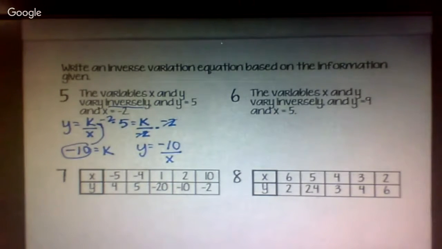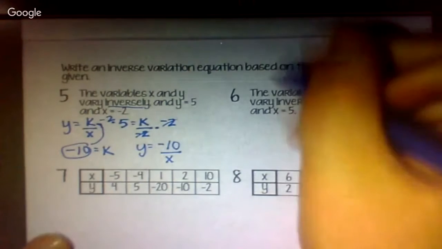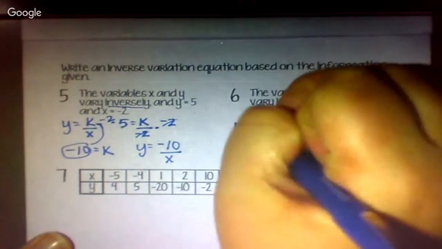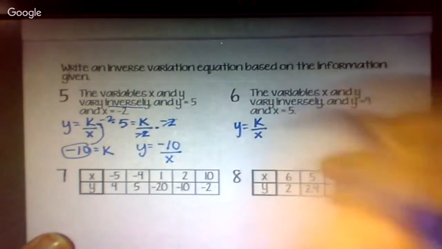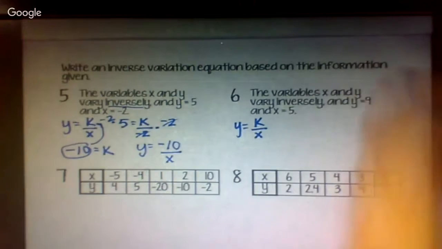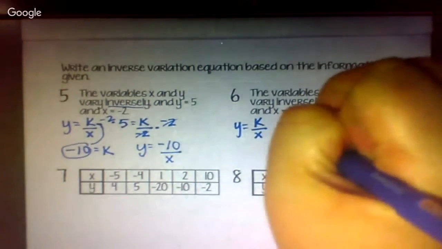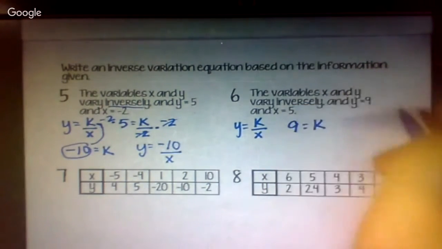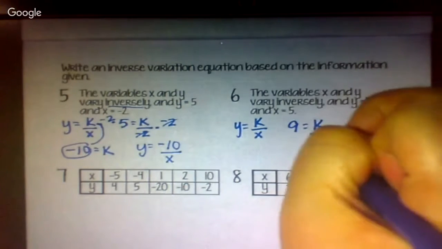So number 6, variables X and Y vary inversely. So we stop there and write y equals K divided by X. We're varying inversely. Now they tell us y is 9, so we plug in 9 for y. We don't know what K is, and they tell us X is 5.